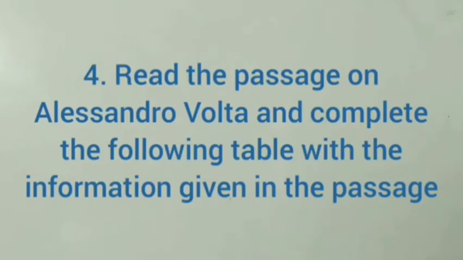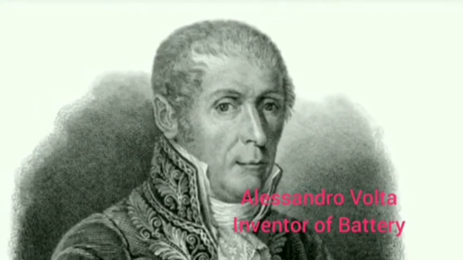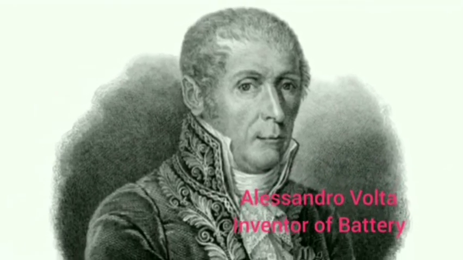That means you have to read the given passage on Alessandro Volta. This is the person and his life is expressed here, and complete the following table with the information given in the passage. And after reading this passage, you have to complete the table and you have to complete the information which is missing in this table. Alessandro Volta, inventor of the battery.